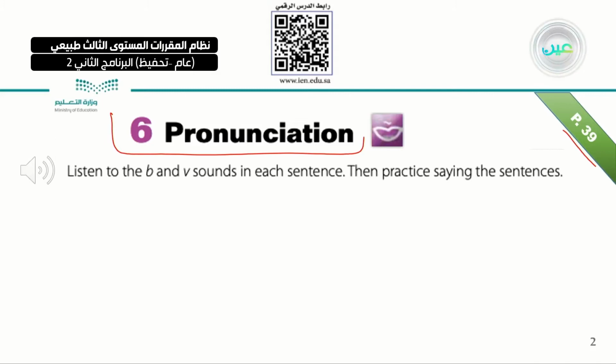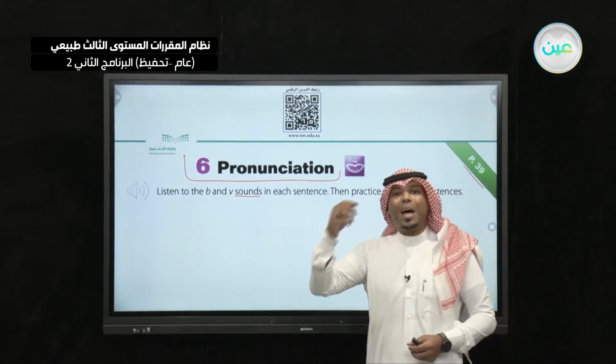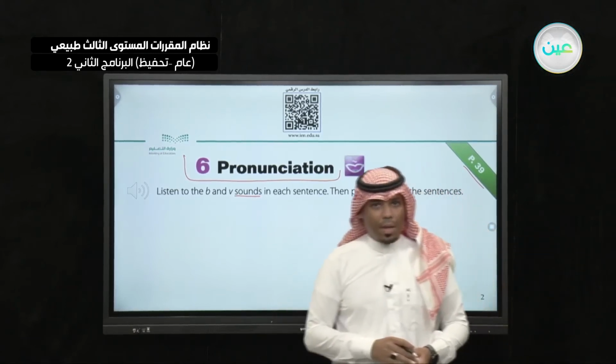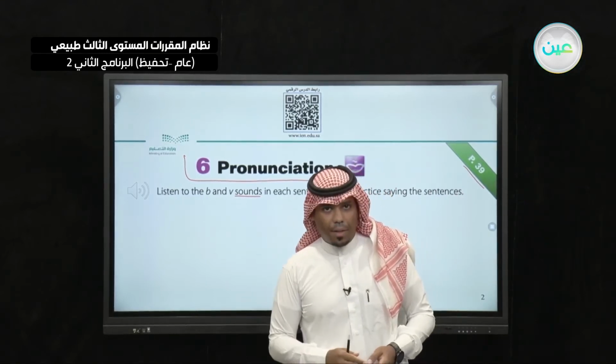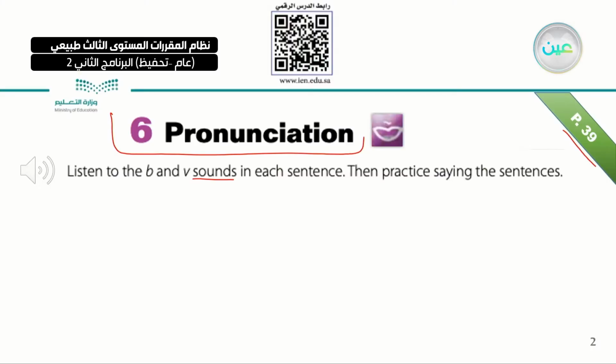Now, listen to the b and v sounds. I'm focusing on these sounds in each sentence. Then practice saying the sentences. You are going to listen, practice, and repeat after the recording to pronounce the v and b correctly. Okay, let's go. Page 39. Pronunciation. Listen to the b and v sounds in each sentence. Then practice saying the sentences.